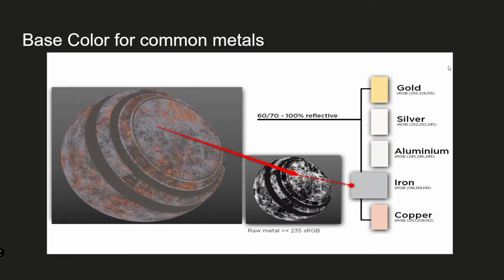And for metals, the most important thing is to try to keep your metals within this range. Don't go too dark. Aluminum is almost white, at 245, 246, 246. These are the sRGB values that you should keep in mind when you're making metals, because this is what gives the color. Never make it dark, because if the metal is too dark, it's not going to reflect properly and it'll just look like a black object that doesn't reflect anything. So you need to keep these things in mind.